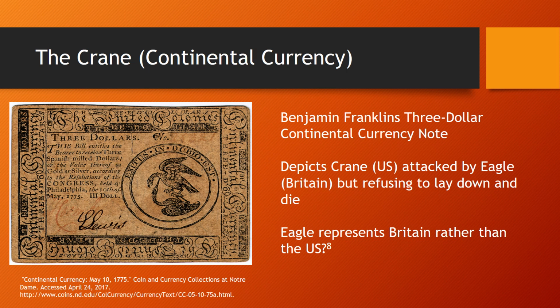What I love so much about this is the eagle in this case represents Great Britain. We normally think eagle, bald eagle, United States. Well, one of the earlier symbols to represent the United States was actually a crane. As you can see in the picture, the eagle's attacking the crane. Eagles are usually more powerful, more vicious than the crane. But even though the crane is down, it's not out. It's still fighting back.